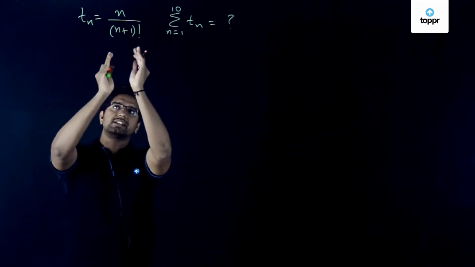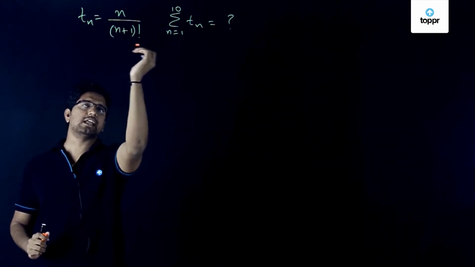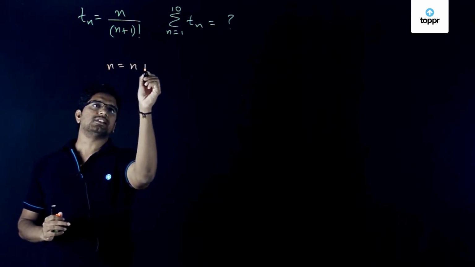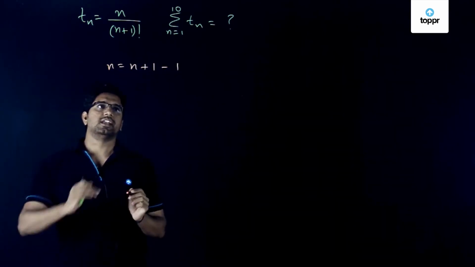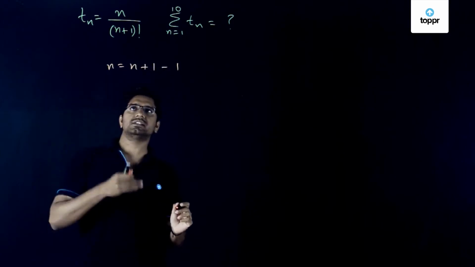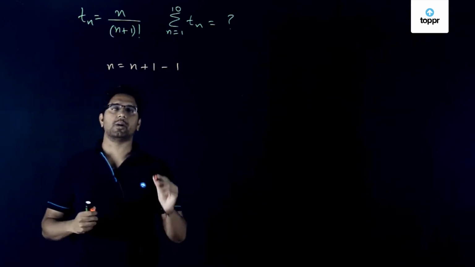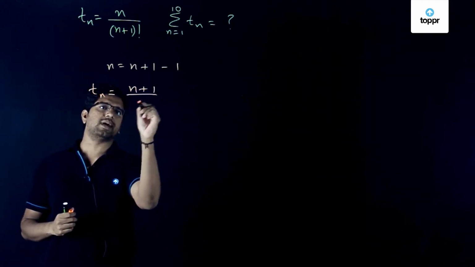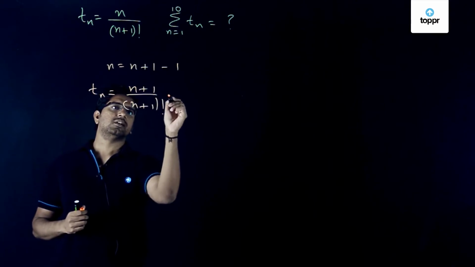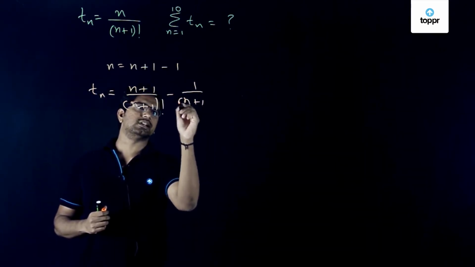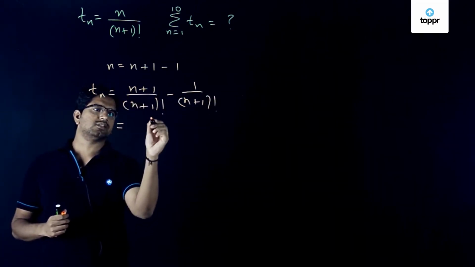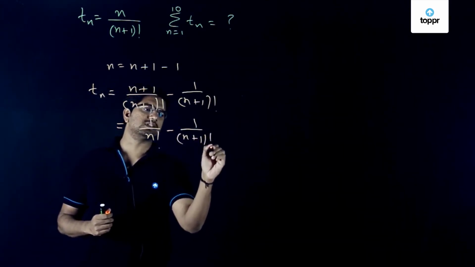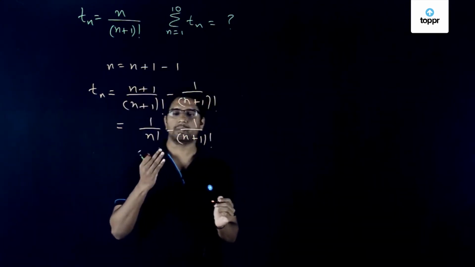If you just have a look at it carefully, then in this term n by (n plus 1) factorial, the numerator n can be written as (n plus 1) minus 1. Now what is the advantage gained by writing it like this? If you divide it by the denominator, Tn can be written as (n plus 1) divided by (n plus 1) factorial minus 1 by (n plus 1) factorial, which gives us 1 by n factorial minus 1 by (n plus 1) factorial. Now this is exactly what I meant by writing it as a telescopic sum.